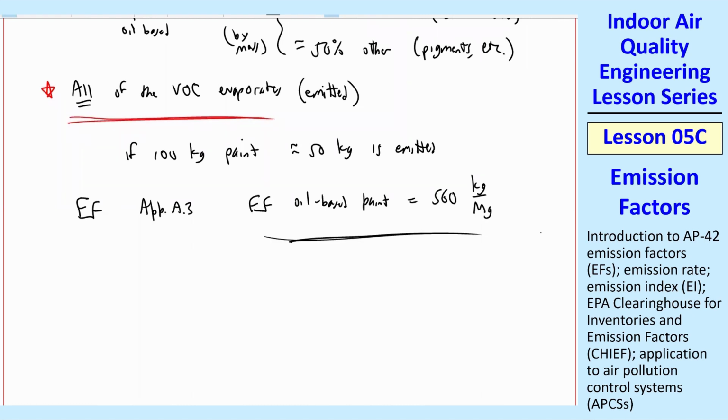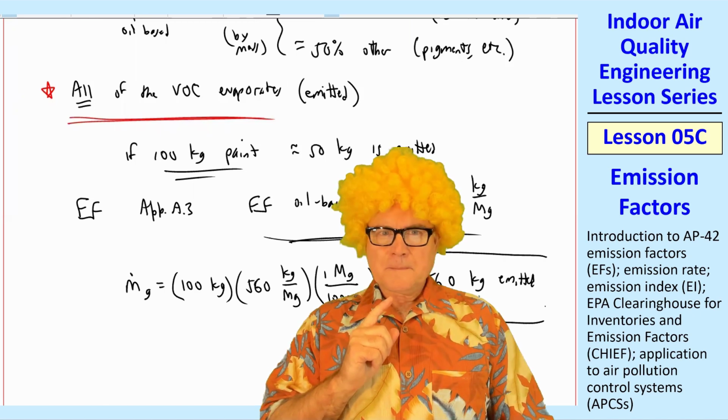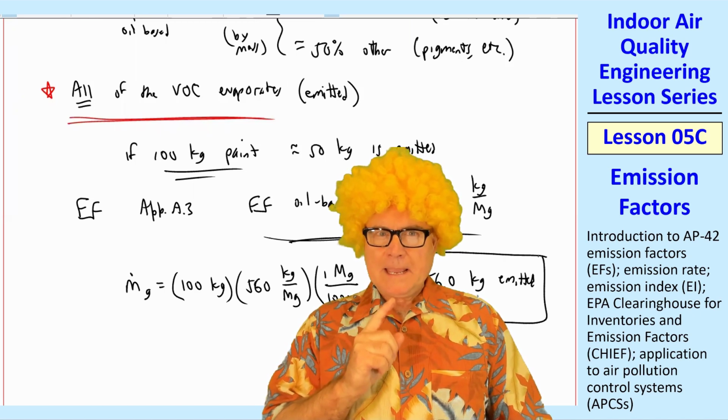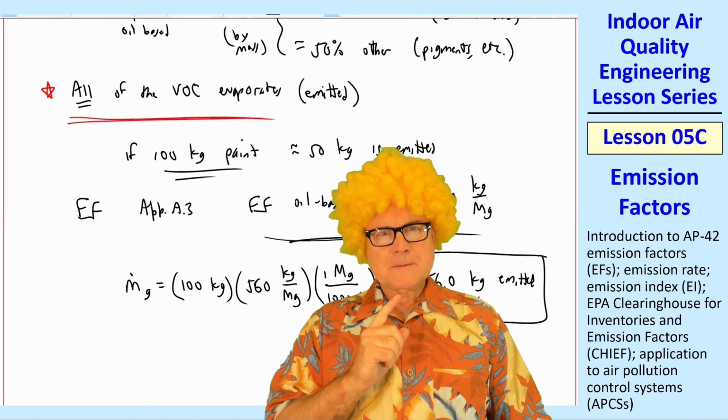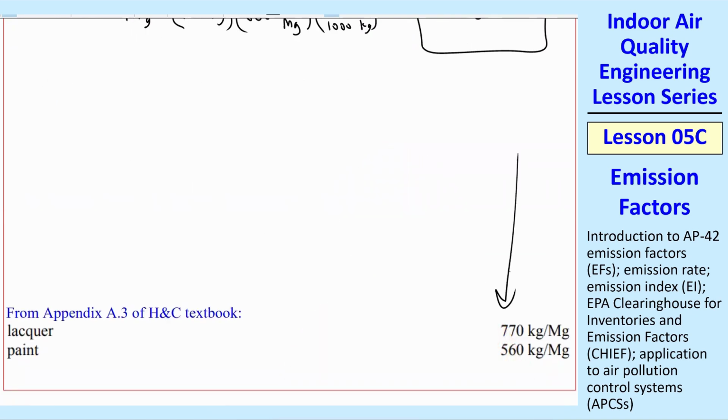So this is an EF that EPA puts out. And using our example of 100 kilograms of paint used, m dot G would equal that 100 kilograms times the EF, which is 560 kilogram per megagram generated and emitted in this case, since there's no APCS, times the conversion of 1 megagram per 1,000 kilograms, and that gives you 56.0 kilogram of VOCs emitted. Sir, shouldn't that be Mg, not m.g? You are right, Boris. My bad. Let's fix that. And I just copied this screenshot from that appendix to show you where I got that from, and you could look that up.